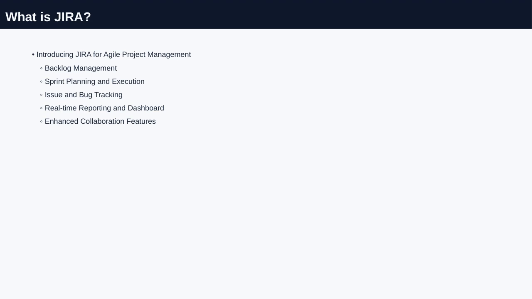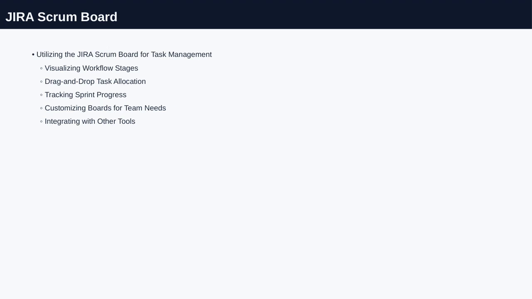as they go. Jira also tracks issues and bugs in real time, making it easier to identify and resolve problems quickly. Its reporting and dashboard tools provide up-to-date insights into project status and team performance, helping everyone stay informed. Additionally, Jira enhances collaboration by allowing team members to communicate, share updates, and work together seamlessly throughout the development process. The Jira Scrum Board is a powerful tool for managing tasks throughout the sprint.